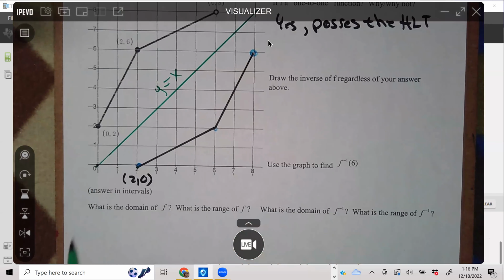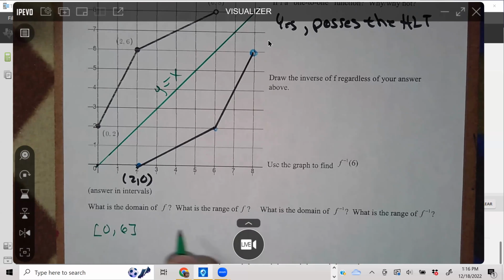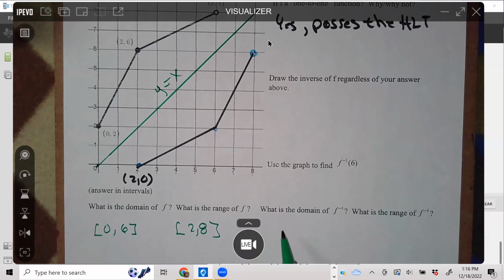Domain and range of f. Domain is 0 to 6. The range is 2 to 8. Now for the inverse, these things are switched. So the domain of the inverse is the range of the function. So it's going to be 2 to 8. And the range is going to be 0 to 6. Beautiful.